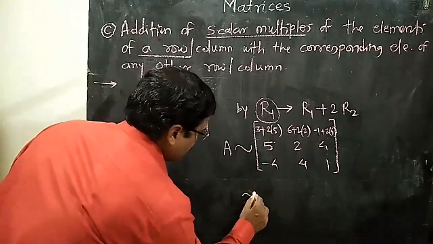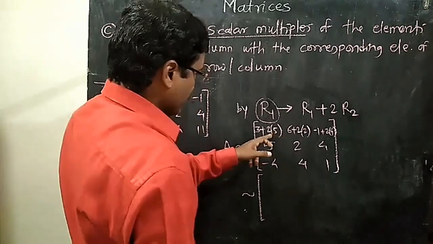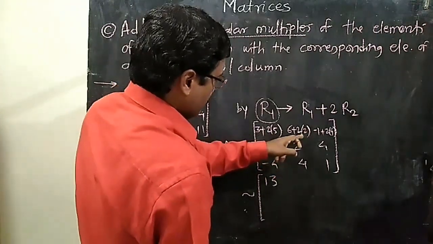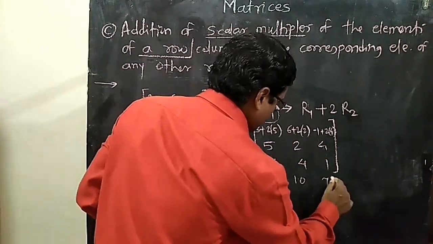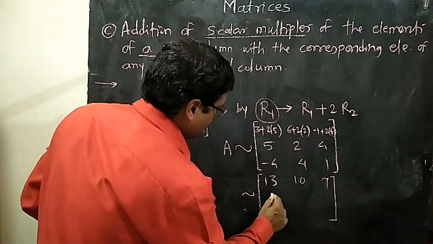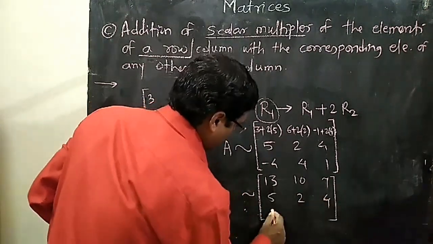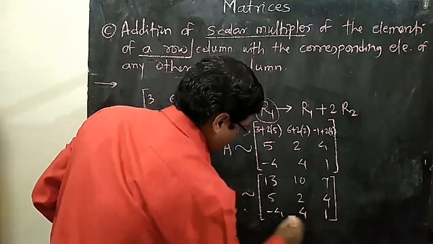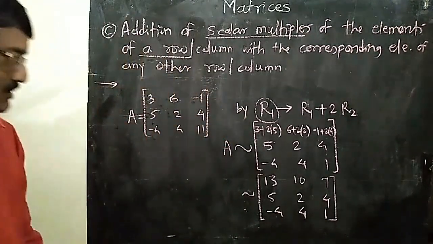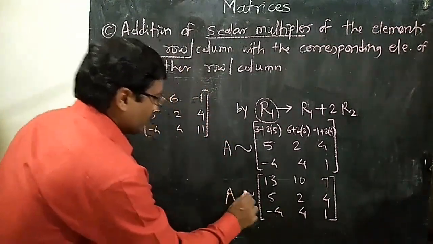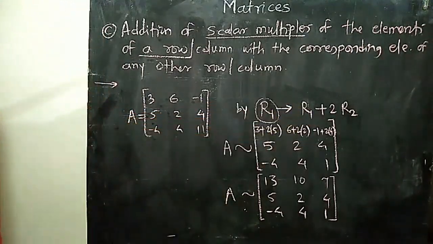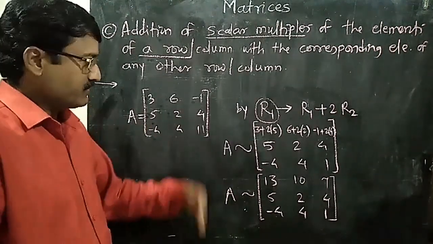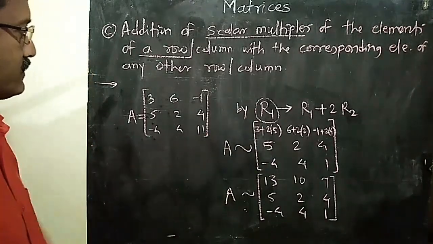Then we get the matrix equivalent to this as, this is 10 plus 3, that is 13, 4 plus 6, that is 10, and 8 minus 1, that is 7. And the remaining rows, second row and third row, are as it is. There is no change in those rows. So this is the new matrix obtained by this operation. So this is the third type of elementary operation that we will use to get different matrices or equivalent matrices.